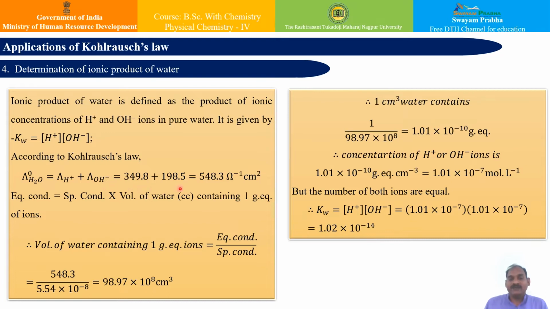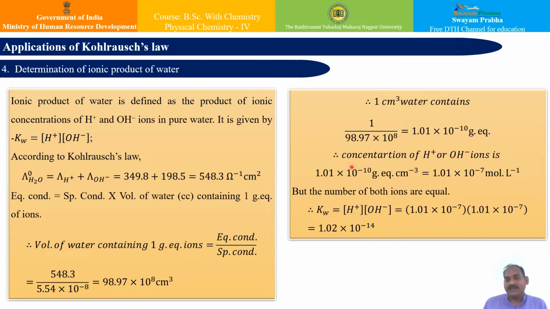Now this is having values of this much, and therefore I get a value of 548.3 Siemens centimeter square per equivalent. Now equivalent conductance is equal to specific conductance into the volume of water in cc containing 1 gram equivalent of ion, and therefore the volume of water containing 1 gram equivalent of ion is equal to equivalent conductance upon specific conductance. If I substitute the values, I get this, and therefore 1 centimeter cube of water contains 1 upon 98.97 into 10 to the power 8, which is equal to 1.01 into 10 to the power minus 10 gram equivalent.